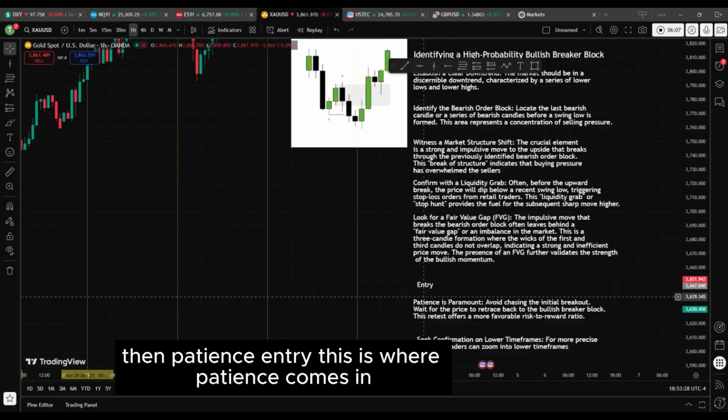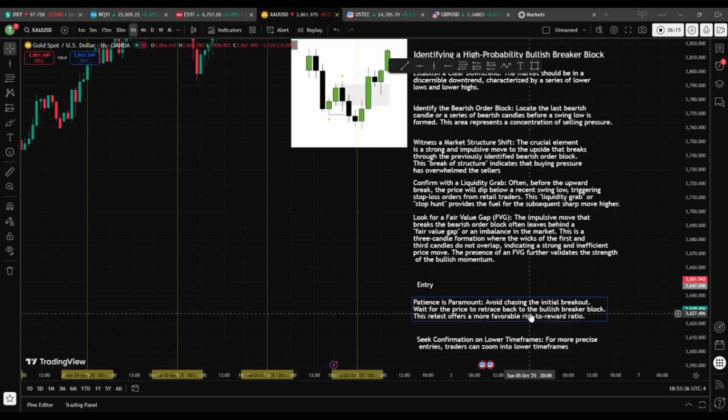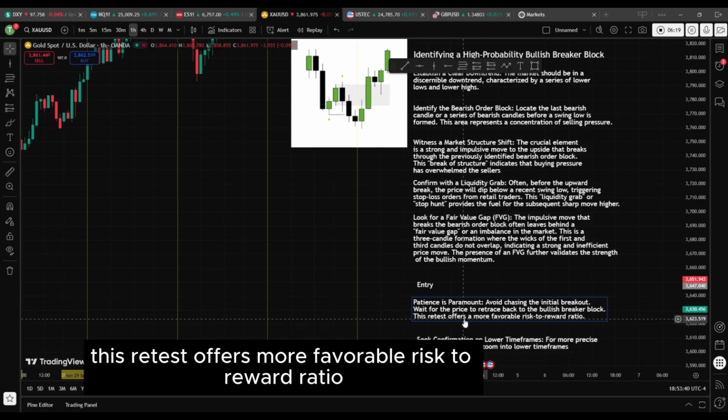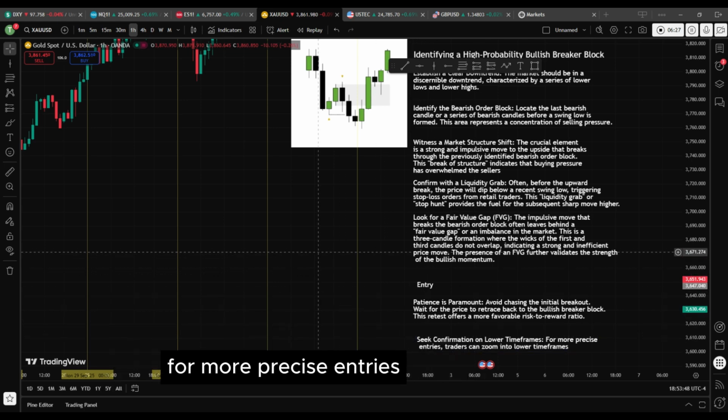Then patience entry. This is where patience comes in. Don't chase the initial breakout. Wait for the price to retrace back to the bullish breaker block. This retest offers a more favorable risk to reward ratio. Seek confirmation on the lower time frame for more precise entries.